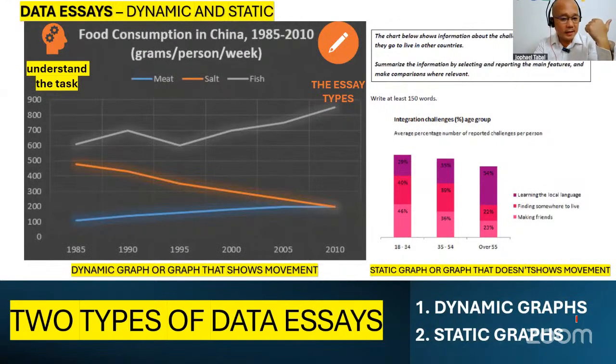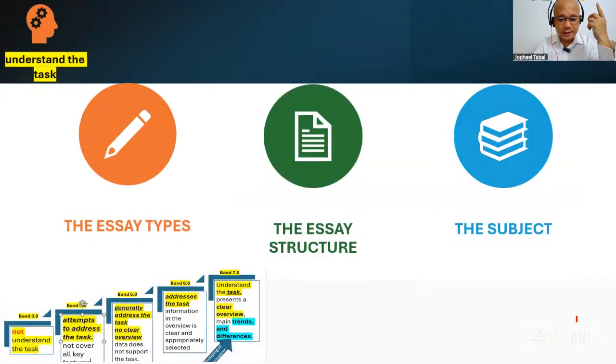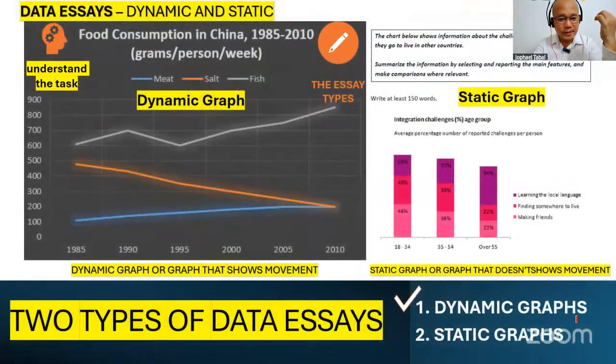In the last meeting, we learned about the essay types. So there are two essay types in data essays: the dynamic graph and the static graph. The dynamic graph, as a recap, are those graphs that show trends and movement. So that means there is a movement, and when there is a movement, there's a series of timeline.